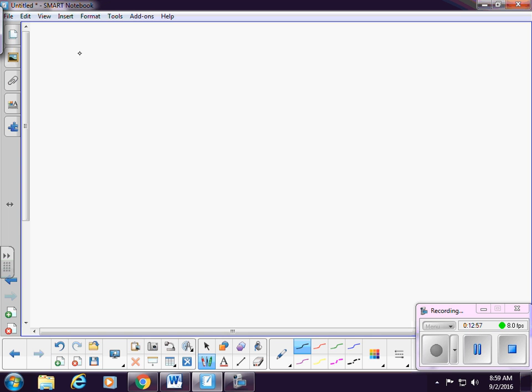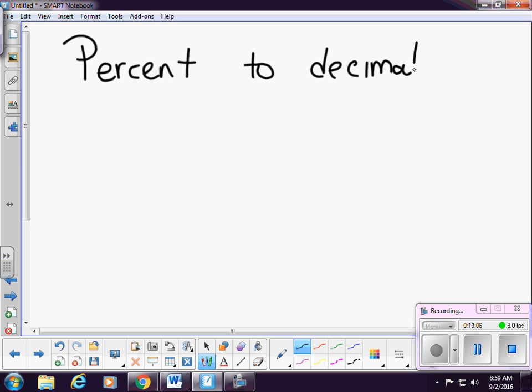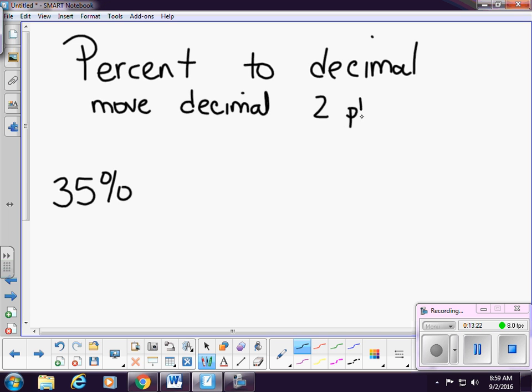All right. The next thing we're going to do is change a percent to a decimal. So if I give you 35%, it's just the opposite. You're going to move the decimal 2 places, and again, it's 2 places to the left.